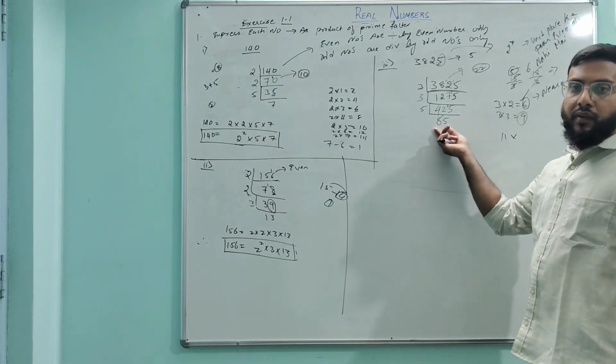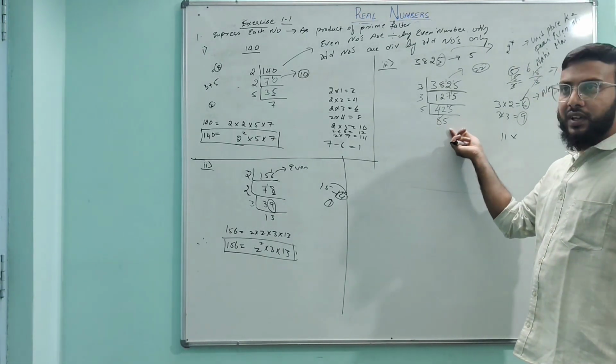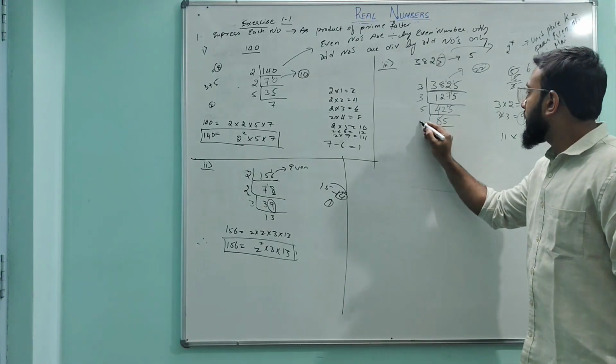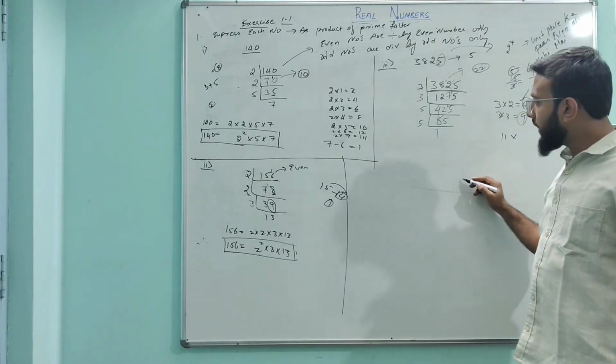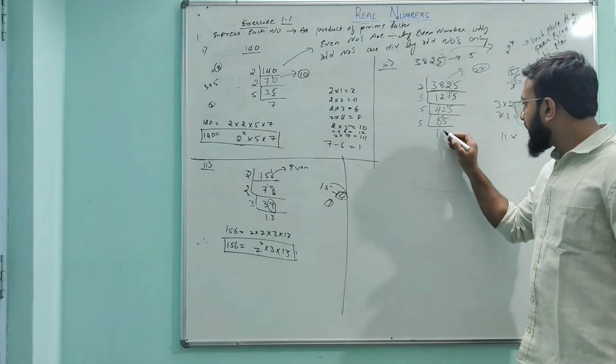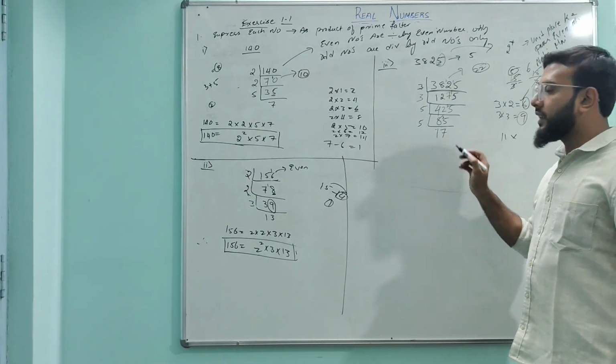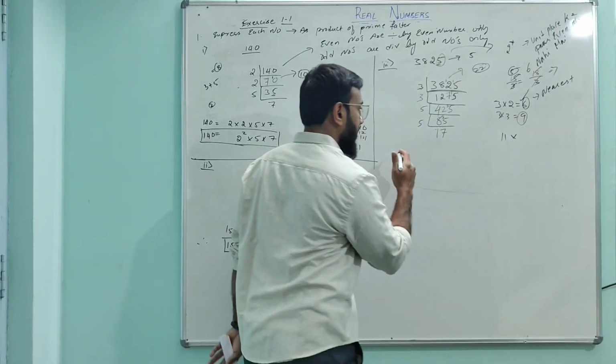Again, check whether this is divisible by 3. No, because 8 plus 5 is 13, and 13 is not divisible by 3. Go ahead with the 5 table itself. 5 1s are 5, 5 2s are 10. How much is remaining for 8? 3. 5 7s are 35. 17 is a prime number, so I'll keep it as it is.